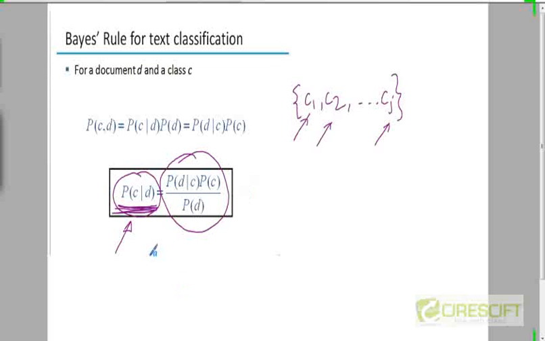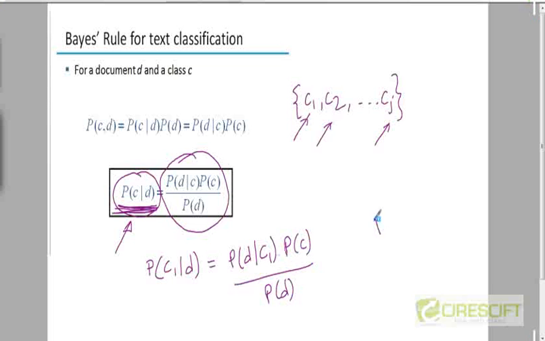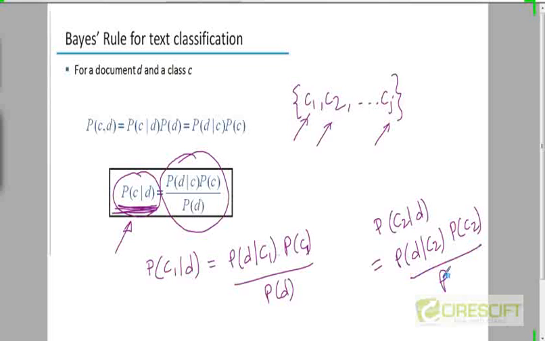Okay, so we will compute the right hand side here, and I'm going to claim that the denominator doesn't matter here. Okay, so why is that? Because let's say we take the probability that the given document falls into class C1. That's the probability of D given C1 times the probability of C1 divided by the probability of D. And likewise, the probability of C2 given D will be the probability of D given C2 times the probability of C2, divided by the probability of D.